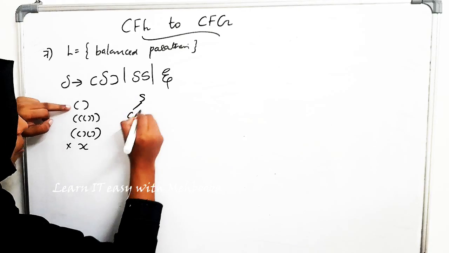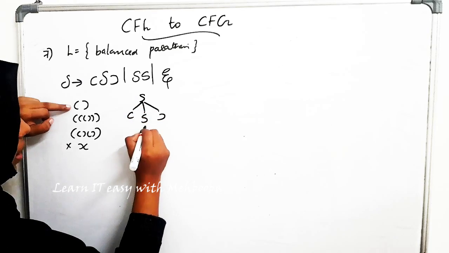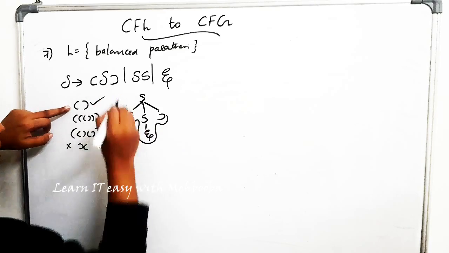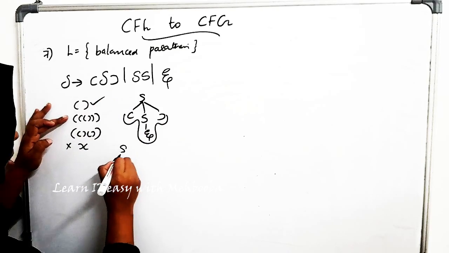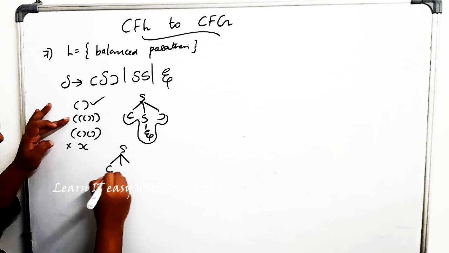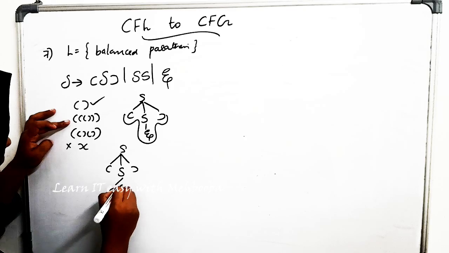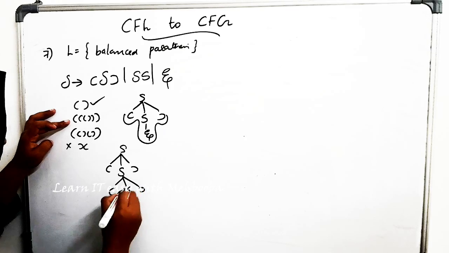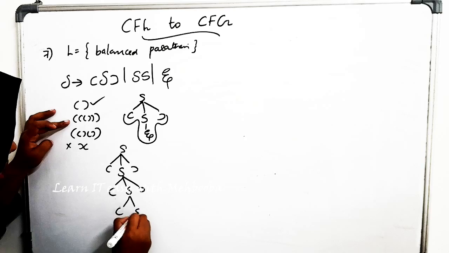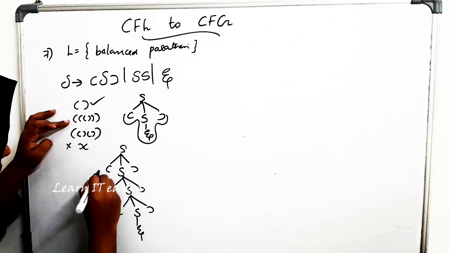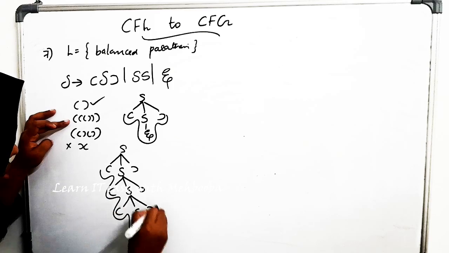S gives opening bracket, S, closing bracket. S can be substituted with epsilon. So we get an opening bracket and a closing bracket. Got this. Now S gives opening bracket, S, closing bracket. Now again opening bracket, S, closing bracket. Now again opening bracket, S, closing bracket. So you got this. Now you can substitute this S with epsilon. So 3 opening brackets and 3 closing brackets.